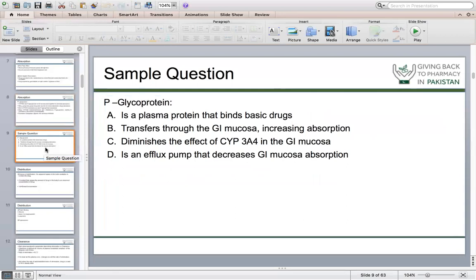So we'll move to our first sample question. Okay, so we just reviewed this slide. Now there's a sample question. P-glycoprotein is a plasma protein that binds basic drugs. Or B, it transfers drug through the GI mucosa, increasing absorption. Or C, it diminishes the effect of CYP3A in the GI mucosa. Or D, it is an efflux pump that decreases GI mucosa absorption. Anyone want to try this question? You can just type your answers in the chat.